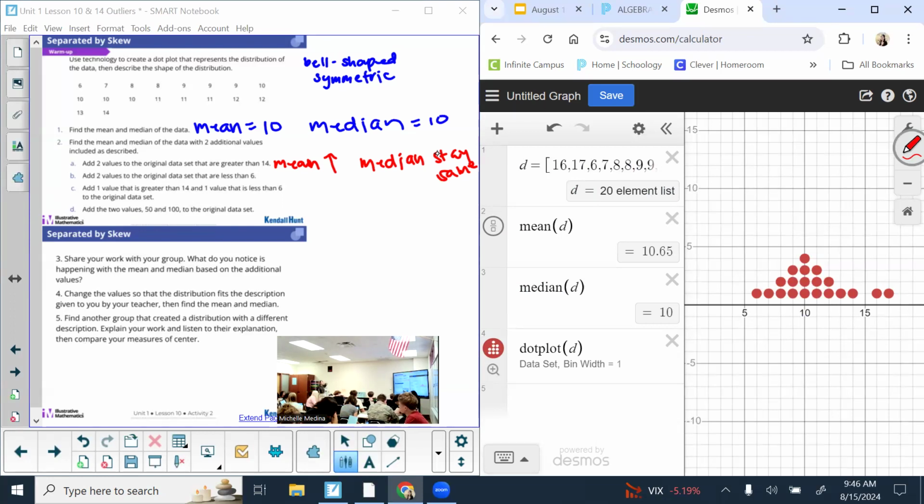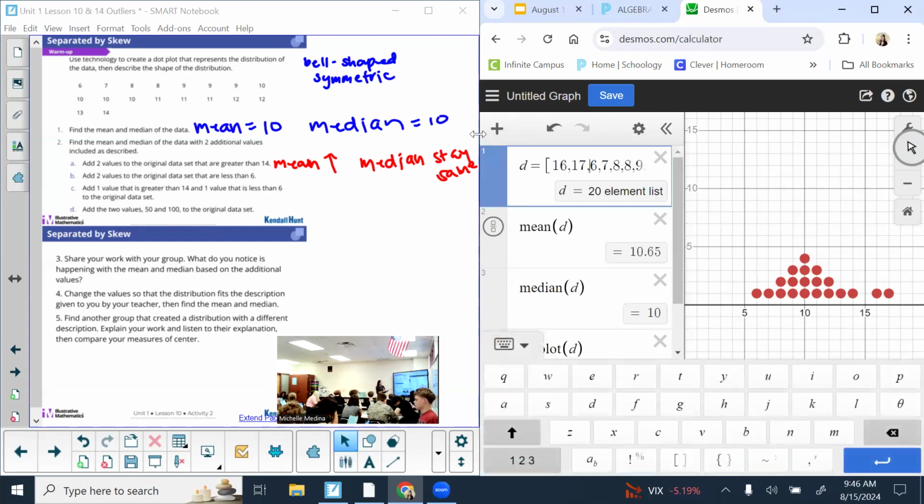All right, so then table 7. You needed to add 2 values to the original data that are less than 6. So I'm going to erase those others that we added before. So table 7, give me 2 values that are less than 6. 3 and 4. Easy.